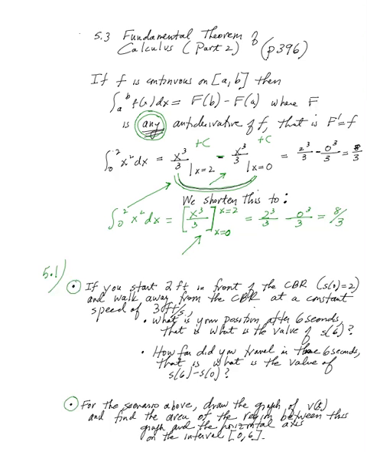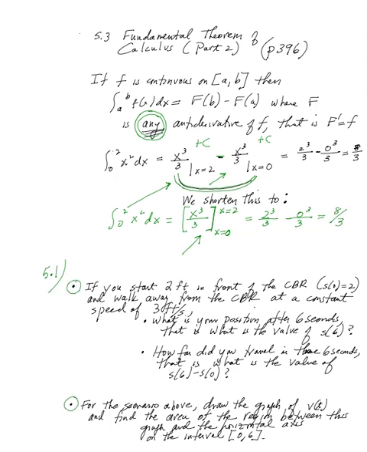So what are the questions? If you start 2 feet in front of the CBR, in other words, your position at time 0 is 2, S of 0 is 2, and when we start the clock, you walk away from the CBR at a constant speed of 3 feet per second, what is your position after 6 seconds? That is, what's the value of S of 6?